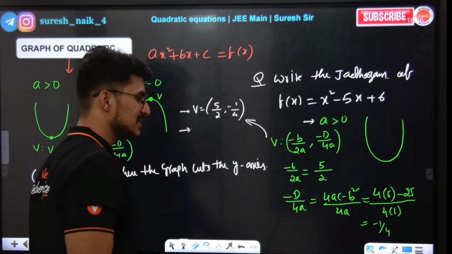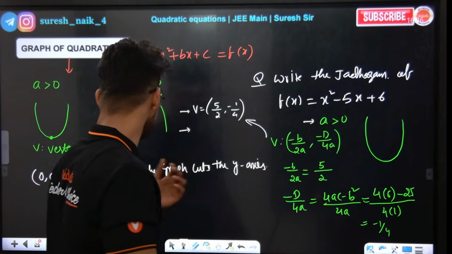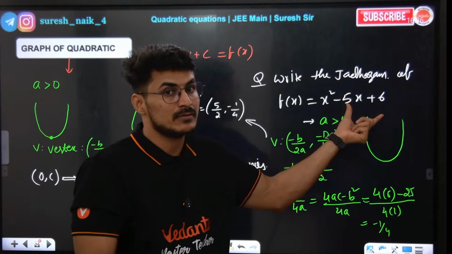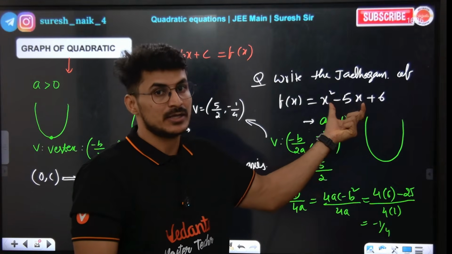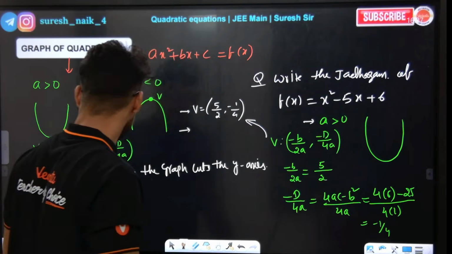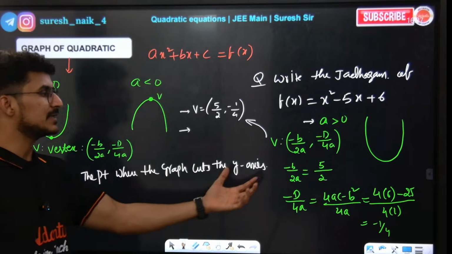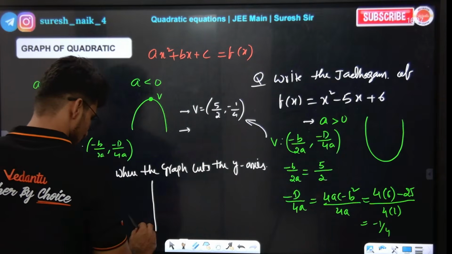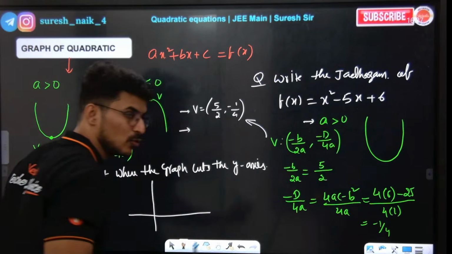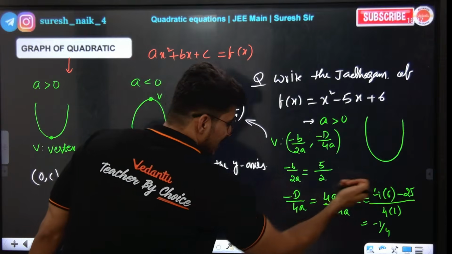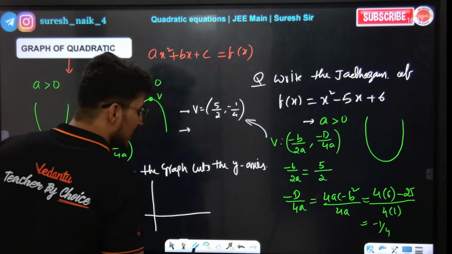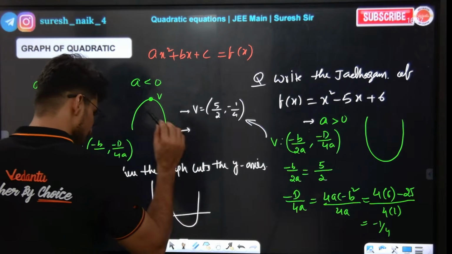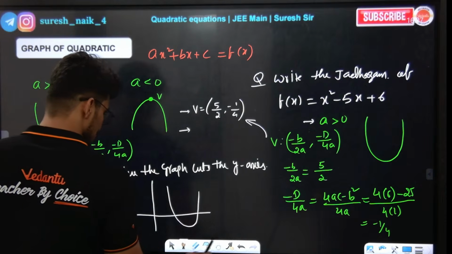Now tell me here, what is the c value? (0, c) is the point where the graph cuts the y-axis. This graph cuts the y-axis at what point? The point (0, 6). How, sir? I just taught you that (0, c) is the point where this graph cuts the y-axis. Look at the board. This is the parabola. Definitely it is going to give me two roots, because the discriminant is definitely non-zero, greater than 0. Yes or no? So I will be having two roots.